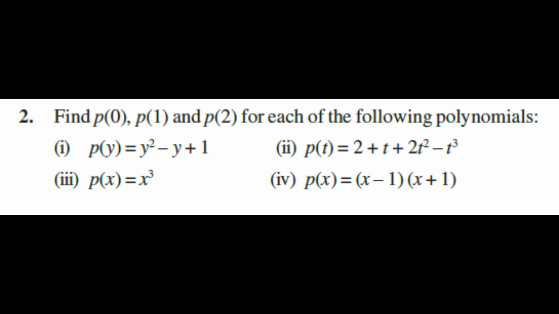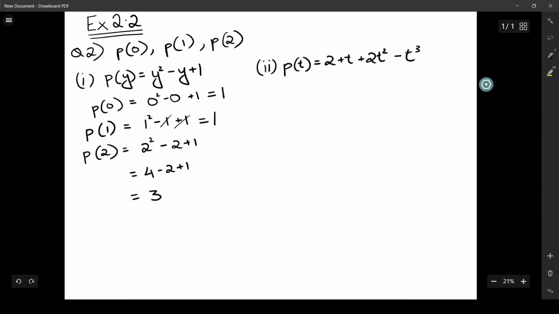The second part is p of t is equal to 2 plus t plus 2t square minus t cube. Now here, to take out p of 0, we will replace t with 0 and thus the expression becomes 2 plus 0 plus 2 into 0 square minus 0 cube, which becomes simply 2.